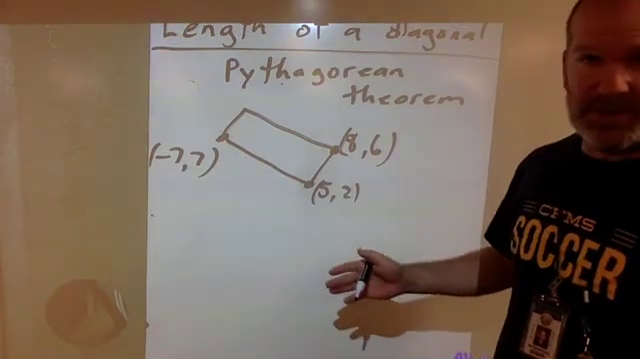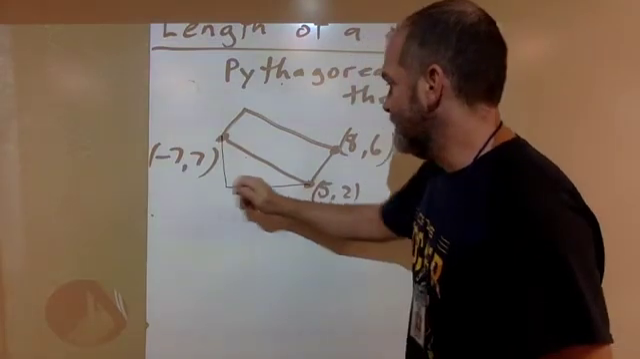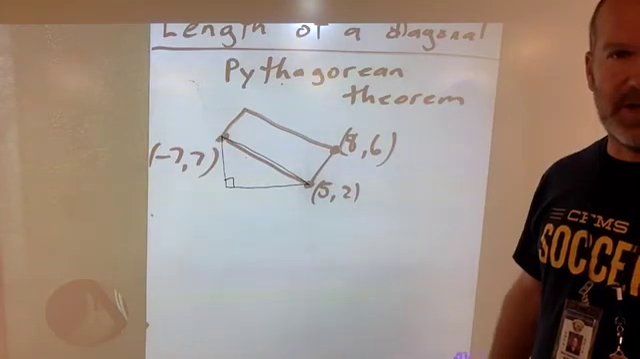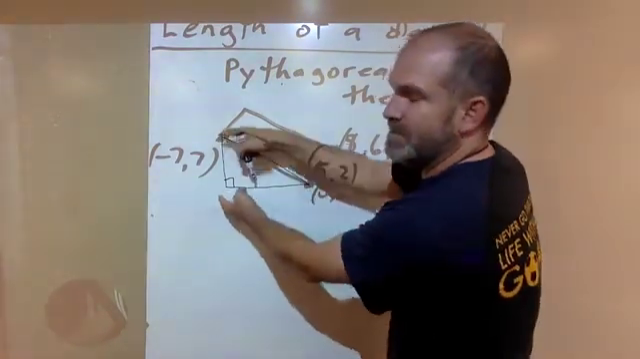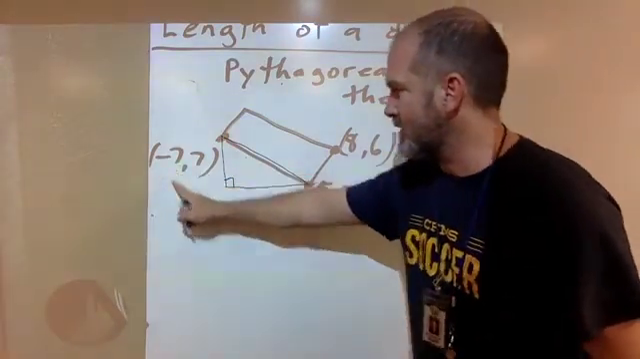Well, you've got to draw your right triangle. You have to use Pythagorean theorem. So you have to go straight down and straight over to get your right angle. Now you have a right triangle, you can use Pythagorean theorem. So what are the lengths of the two straight sides? How far across is it from -7 all the way over to 5?